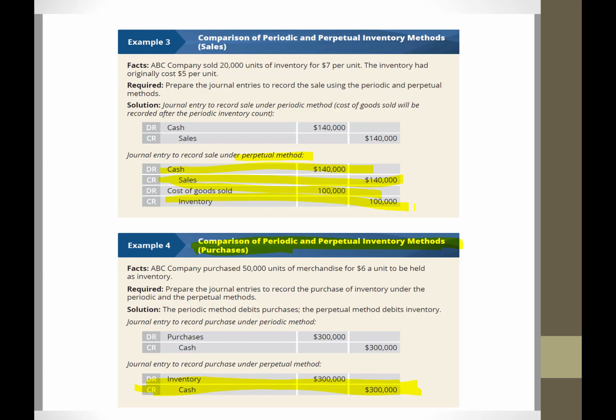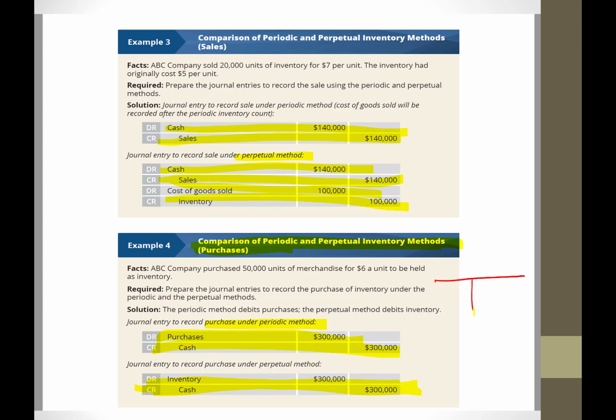Under the periodic method, we wouldn't debit inventory when we buy it. We debit purchases and credit cash as we purchase the inventory. Then when we sell it, what I don't like about this example is they show me the entry for the sale. Okay, great. But they don't show me the year-end catch-up entries. We're going to have some year-end catch-up entries as we go through, count our inventory, and see what's left.